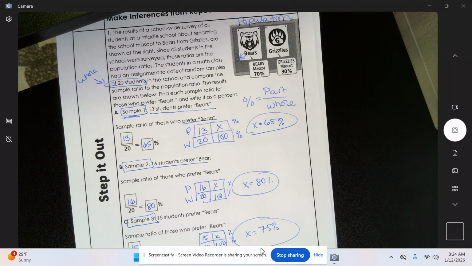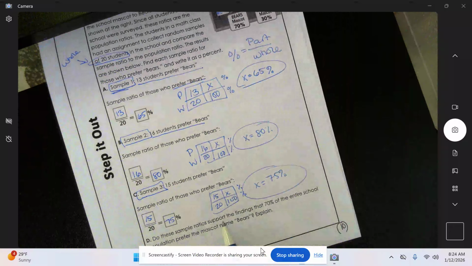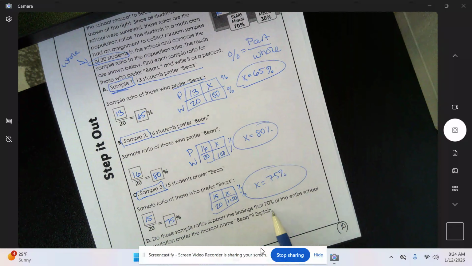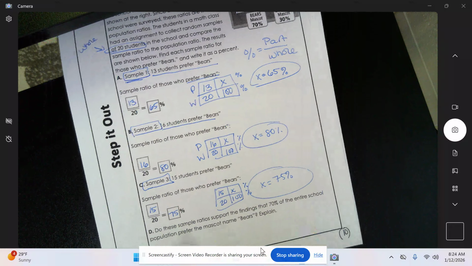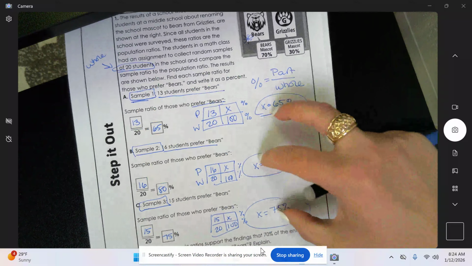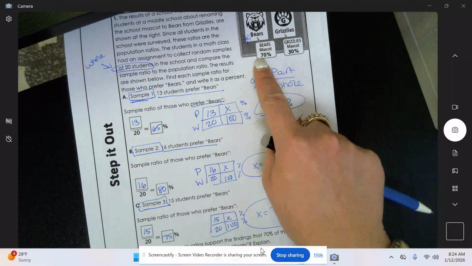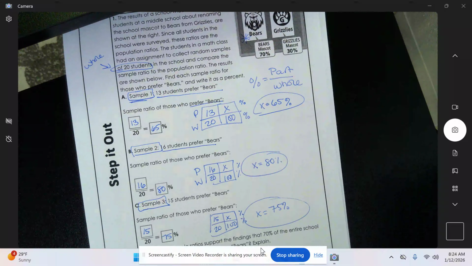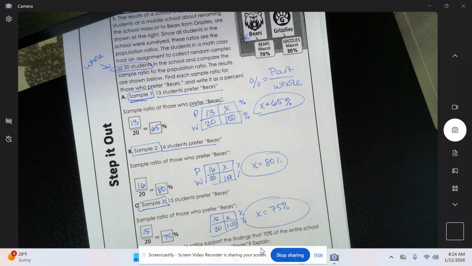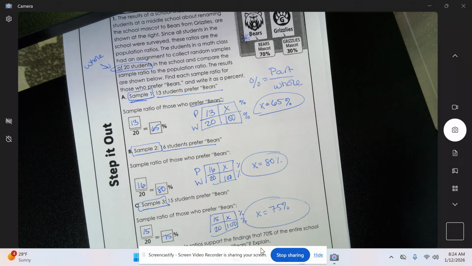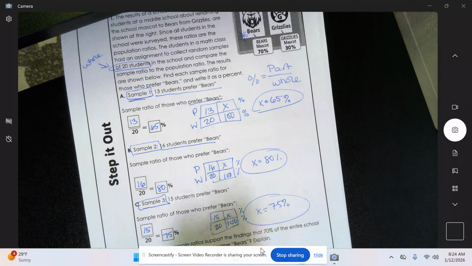That's all it's asking. Because if you look down here at part D, it says, do these sample ratios support the findings that 70% of the entire school population prefer the mascot named bears? Do these align with this? Yes, that's all it's asking. If it's close, then it's valid, which means it's good, it's legit. If it's not close, it's bad. Something went bad with your population or something went bad with your samples, but it's going to mean you need to redo it. Okay? So, do the samples?